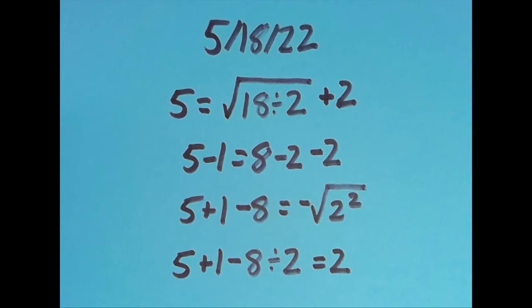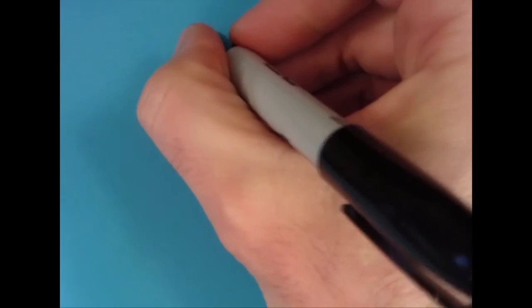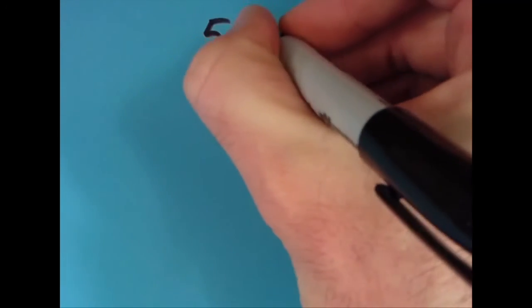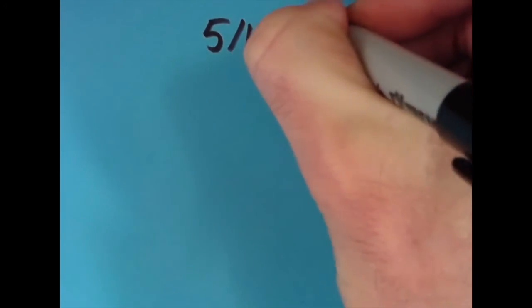Now tomorrow is May 19th, so we can write the date as 5/19/22. So for tomorrow, see if you can come up with an equation for these digits. I'll do the same thing and post a new video. And of course, you can share your results for this date in the comment section for tomorrow's video.